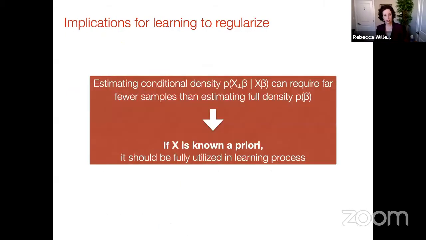Okay, so what this suggests, if we put all these ideas together, is that because estimating conditional densities can require far fewer samples than estimating the full density, and because the conditional density shows up in the optimal reconstruction expression, then whenever we know our forward model X a priori, we should be using it throughout the learning process. If we're ignoring X while we're doing learning, we must be doing something that's suboptimal, or an overkill step that perhaps is unnecessary.